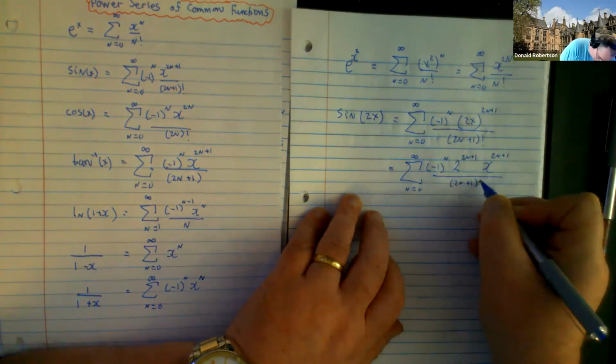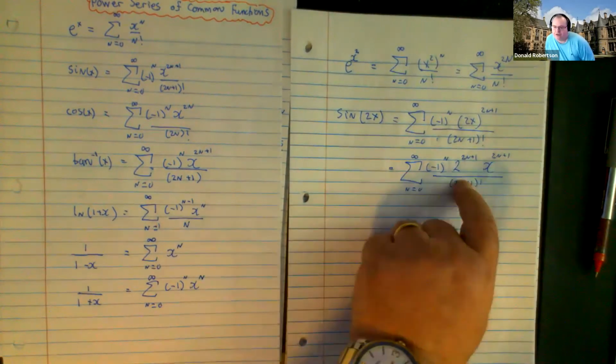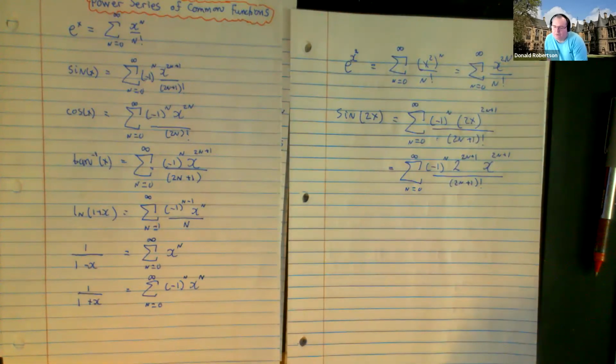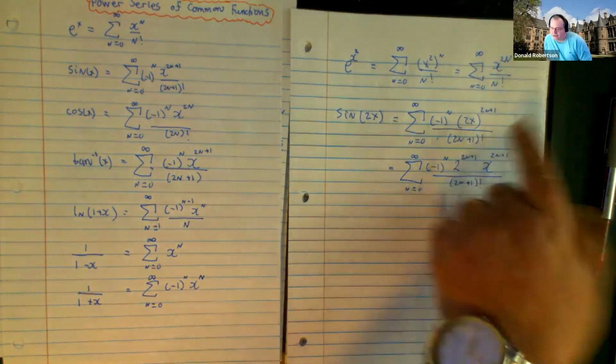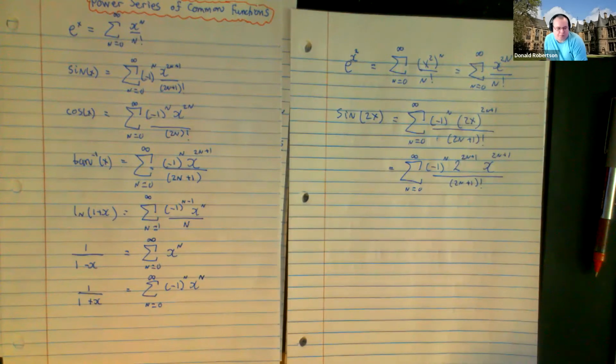2n plus 1 factorial. And the good news about these questions is don't even bother trying to make them x to the n's, because they're not going to be, right? So you can just leave them. They're as good as they want.